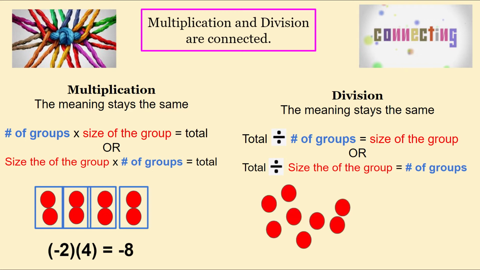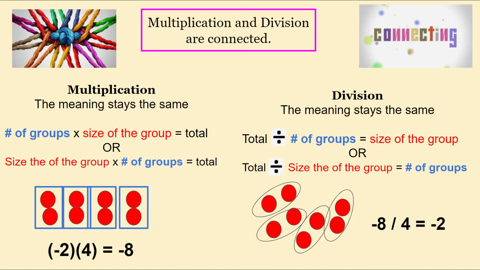Here's a picture of those same -8 chips, because they're red. So I've got -8 here. And now I can take that total and divide it into a certain number of groups if I want. So in this example, I'm putting them into 4 groups, and the size of the group is -2. I could have grouped them differently, as long as they are equal size groups. And the equation that matches this is -8 divided by 4 equals -2.